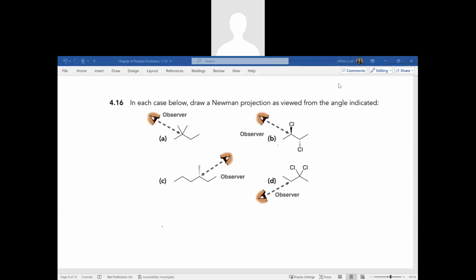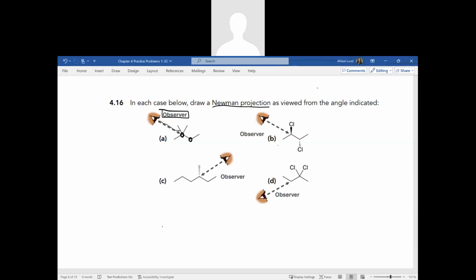For problem 16 from chapter 4, we're asked to take a look at each case here and then draw the Newman projection as viewed from the indicated angle. So we are the observer here, and in this first structure A, we're looking from this angle. So we're going to see this carbon first, and then this carbon second. What we see on this first carbon, the front carbon, is connected to 3 methyl groups, and the back carbon is connected to 1 methyl group and then 2 hydrogens.